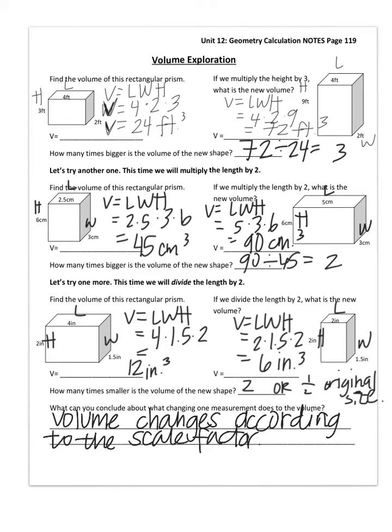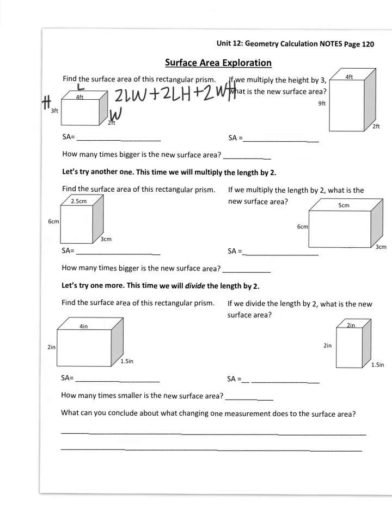Okay, now let's see what happens with surface area. Okay, so we have the same rectangular prisms. Let's find the surface area. So 2, the length is 4, the width is 2, plus 2, length is 4, height is 3, plus 2, width is 2, and height is 3.